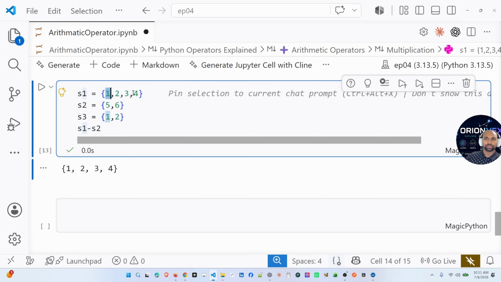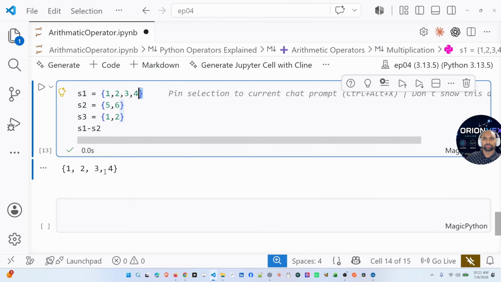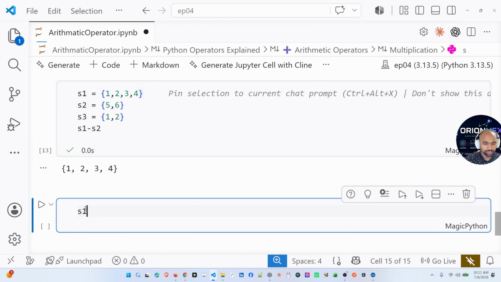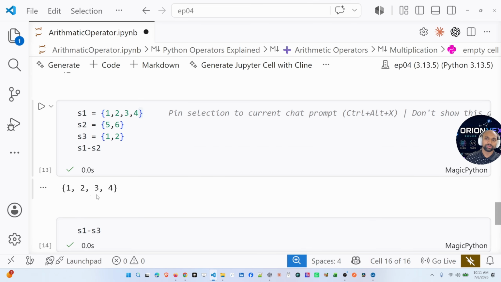If there are any common elements between s1 and s2, it will remove those elements and give the output. For s1 minus s2, there is no common element: there is 1, 2, 3, 4 and 5, 6. So it is giving s1 as the output. If you give s1 minus s3, it will give the difference between s1 and s3. We have the common elements 1 and 2, which will be removed from s1, and it will give the output. These are the common operations that come under subtraction.